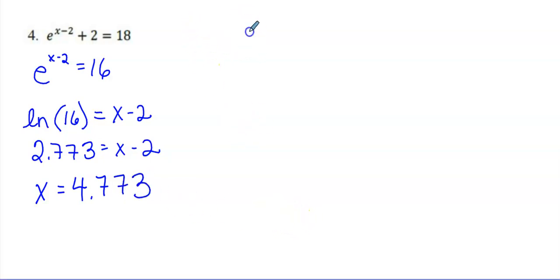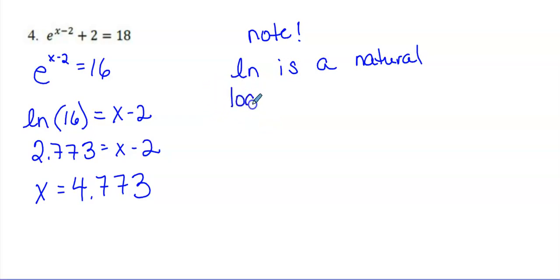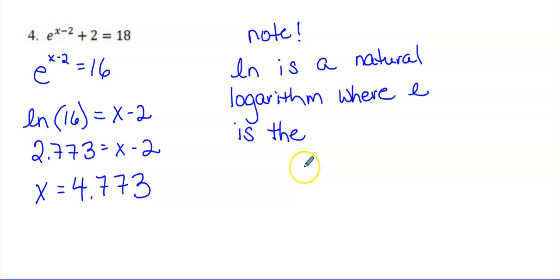Okay, so let's just make a note here. ln is called a natural logarithm, where that number e is the base. But instead of writing log base e, we don't want to enter e and then log. If we use that natural logarithm, it'll use the entire number as the base.